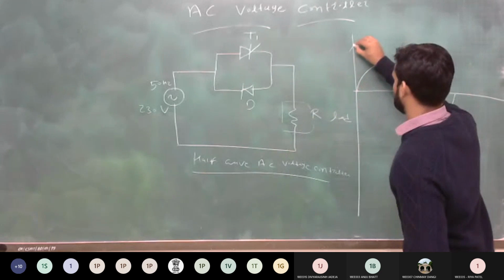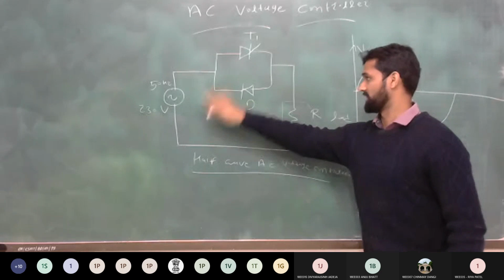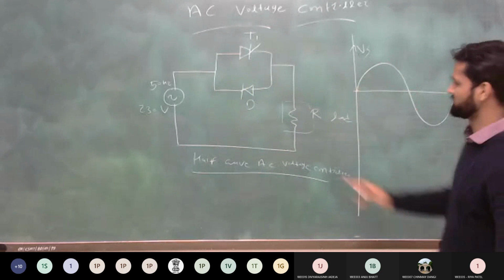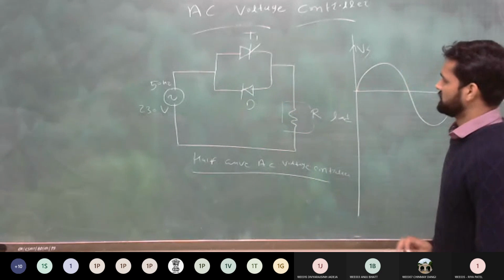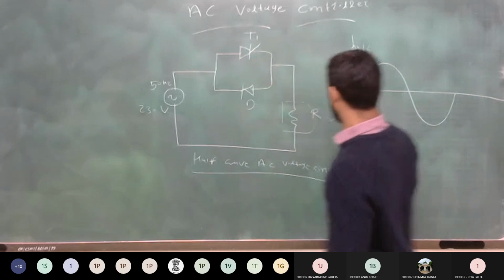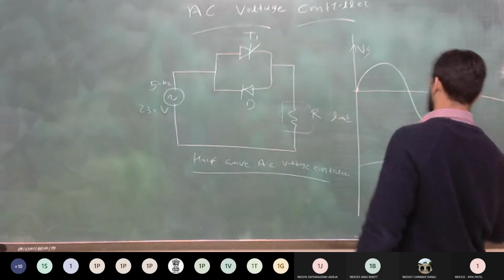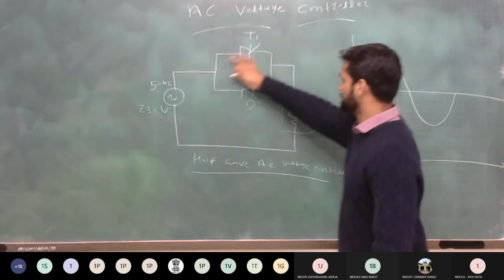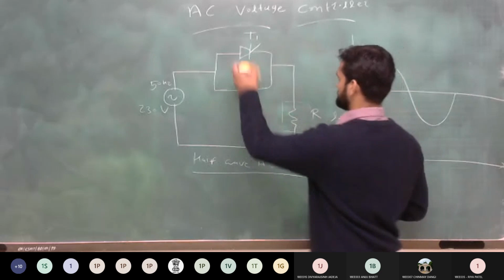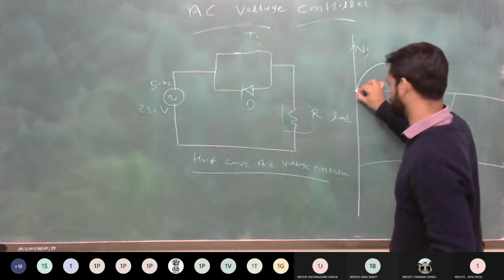Suppose this is your supply voltage V. This supply voltage is provided to this parallel combination of T1 and diode. Suppose that you fire your T1 at the 0 instant here. What will happen? The current starts flowing from the supply through T1 and the loop, because T1 is acting as a closed switch when you fire it at instant 0.